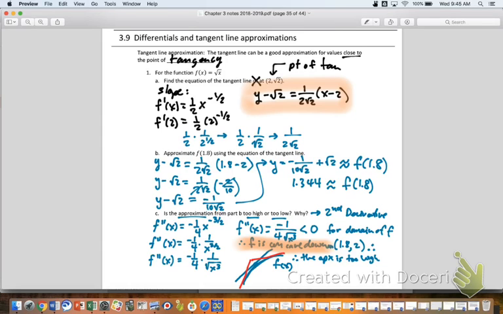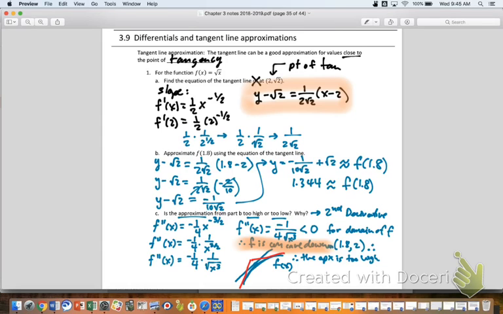Oh, okay. So we're using the line to represent the curve, and if the line is always above the curve, then our approximation would be too high. But if the line was always below the curve, the approximation would be too low. Okay. So I'm confused in part B then, how to find that 1.3? Does that mean anything? We plugged it in, so that's our approximation.